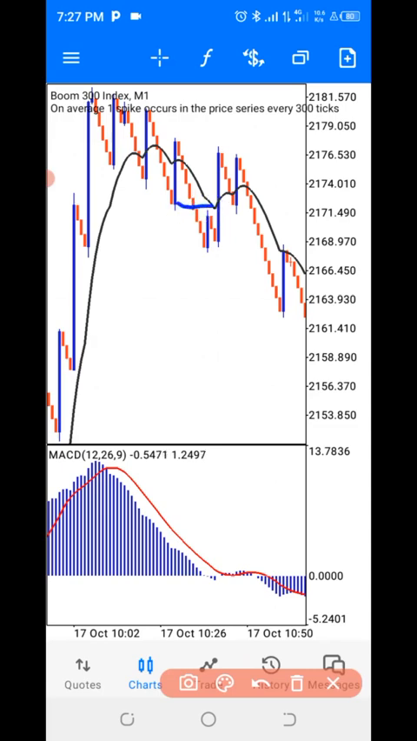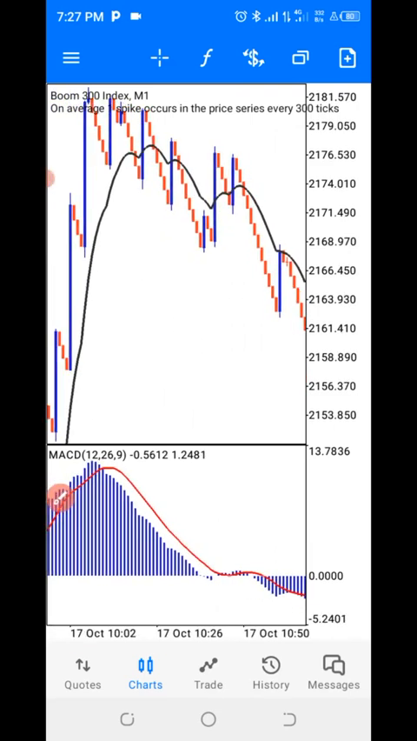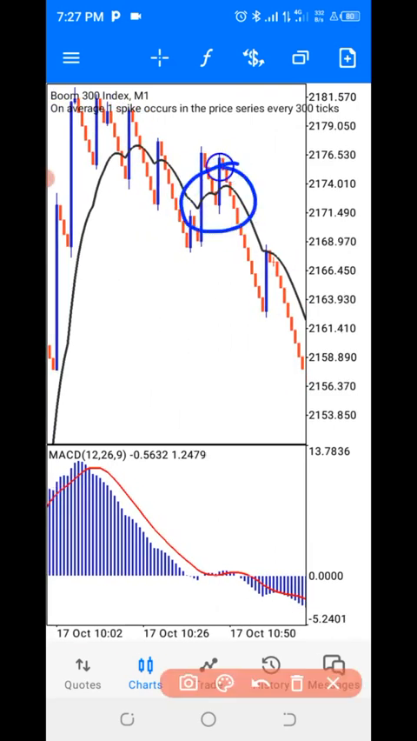you have this breaking market structure to the downside, and you have your M, right? Look at your moving average confirming this M for you. You can see your M, and you can see your MACD is below the negative zero, right? So that is telling you that you are in a downtrend.